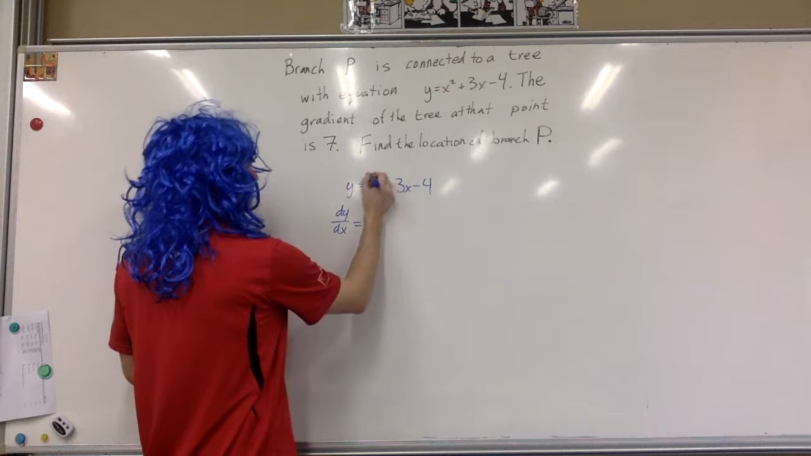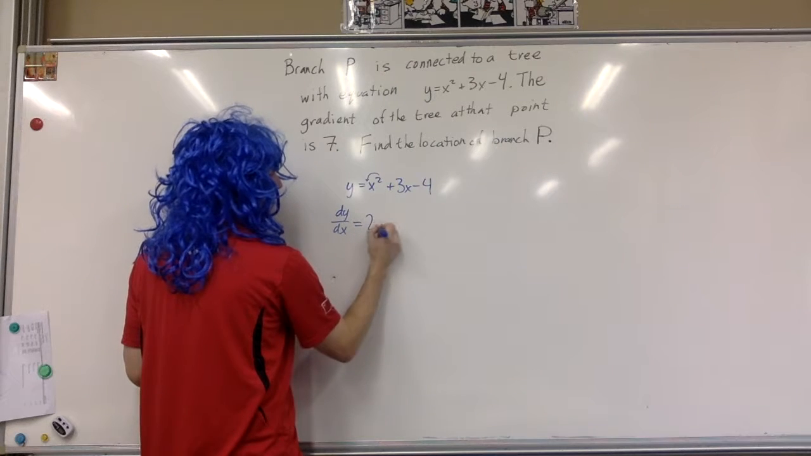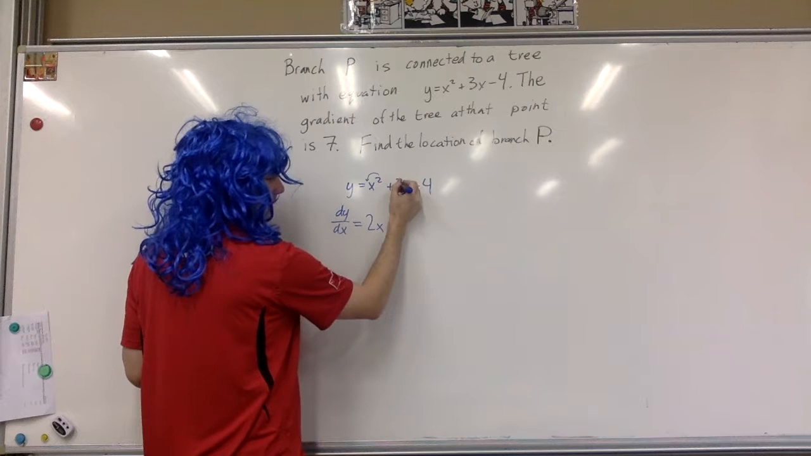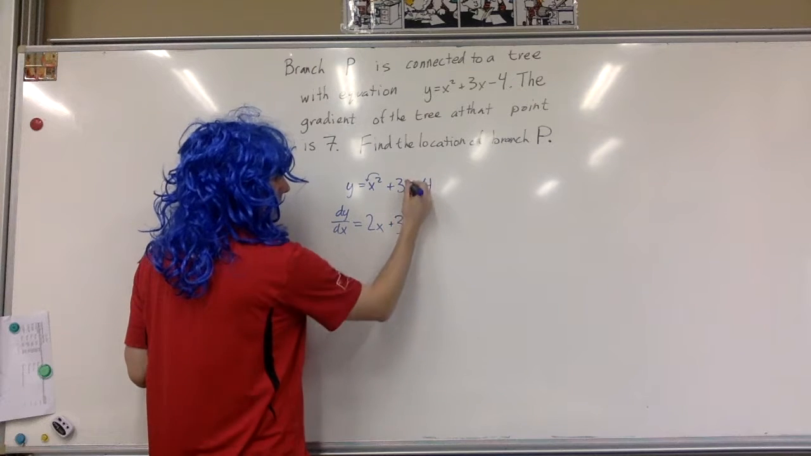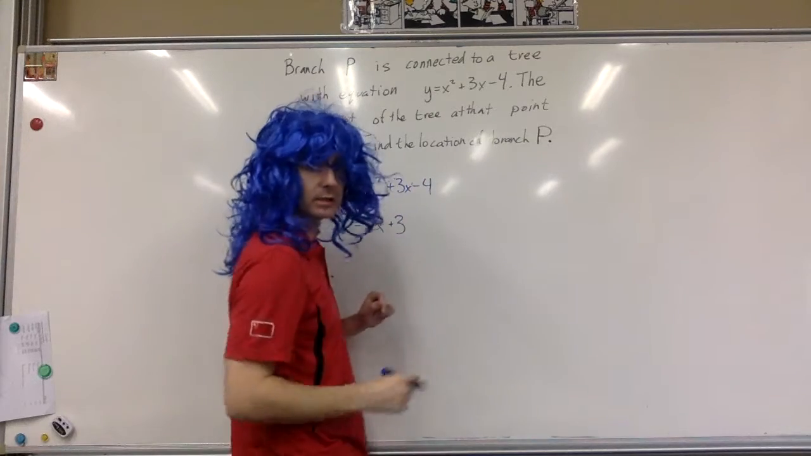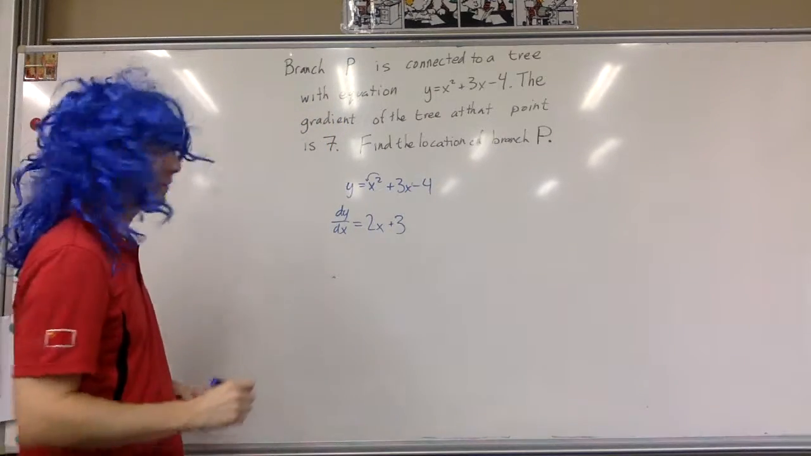All right, we move the 2 in front, so that gives us a 2x. Remember, this is x to the first power, so move the 1 times the 3 is going to give me 3. The power of 1 goes to 0, and the derivative of the constant is 0. So there I get my derivative function.